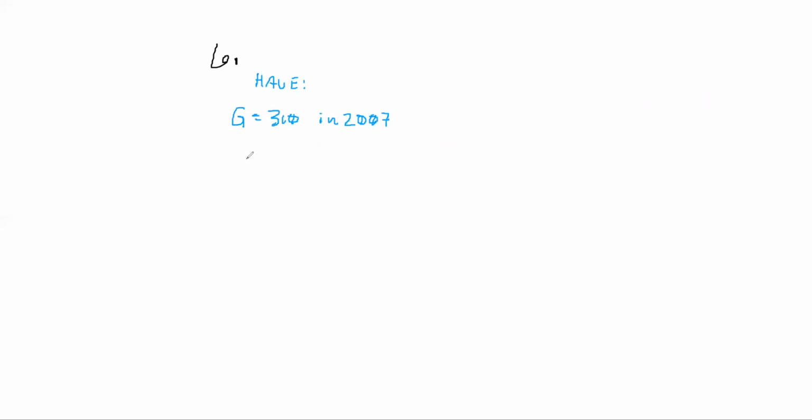What we're going to say is I'm going to make this function G of T. And so G of 0 equals 310, where T is years after 2007. So that's where I'm going to start setting up this equation. Now I have an independent variable, which is time, and a dependent variable, which is my gross domestic product, which is dependent on time.